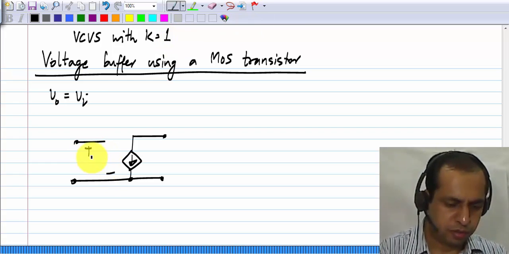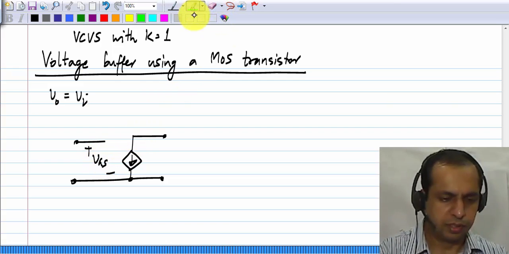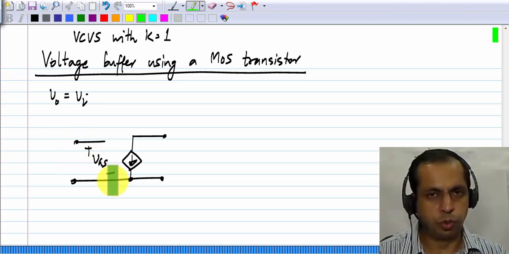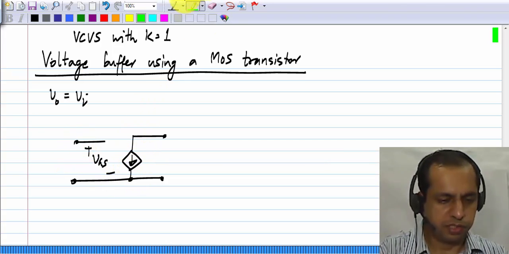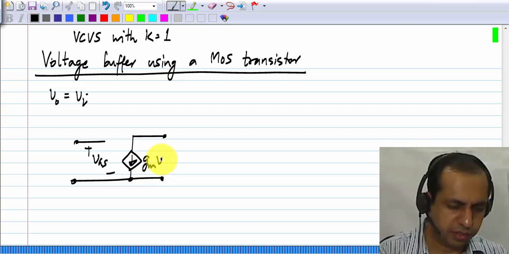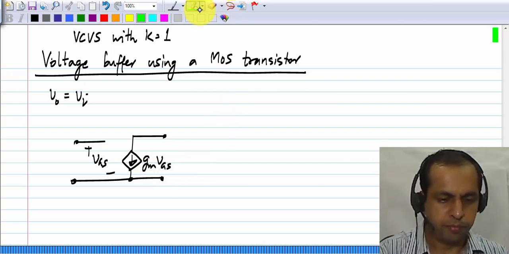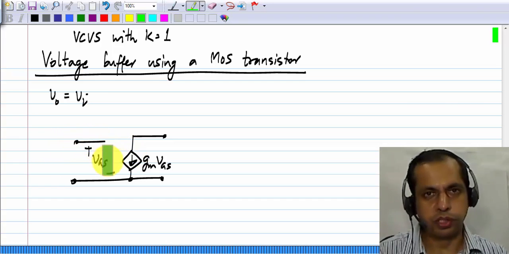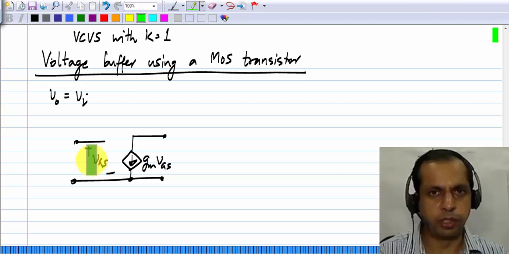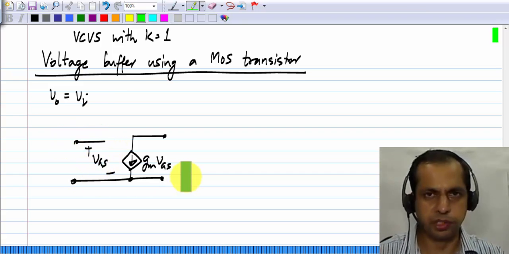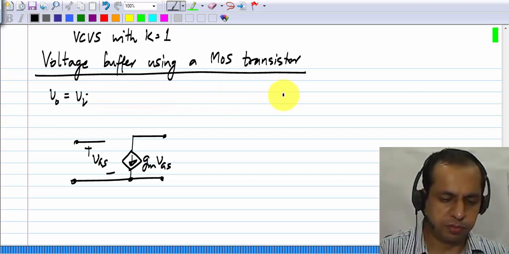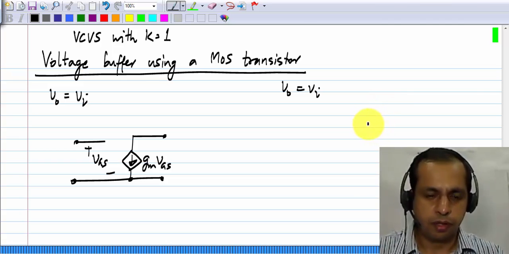Now a MOS transistor compares the gate voltage to the source voltage. That is, it takes the gate source voltage and multiplies it by a certain constant Gm to produce the drain current. So the current depends on how much the gate voltage is in comparison with the source voltage. So we can think of it as comparing the gate voltage to the source voltage. Now what do we want from a voltage buffer? V0 must be equal to Vi eventually, right?